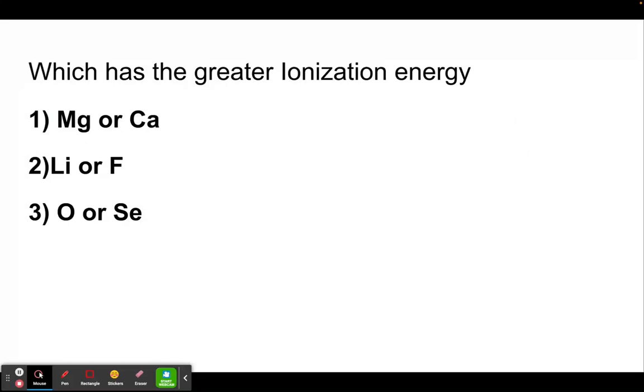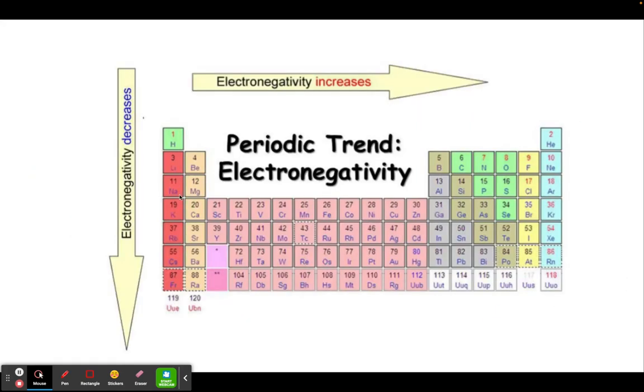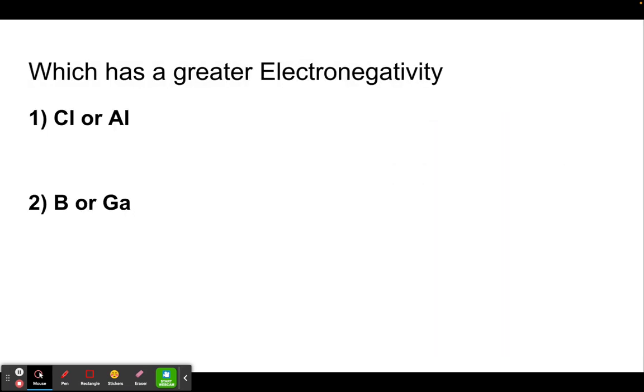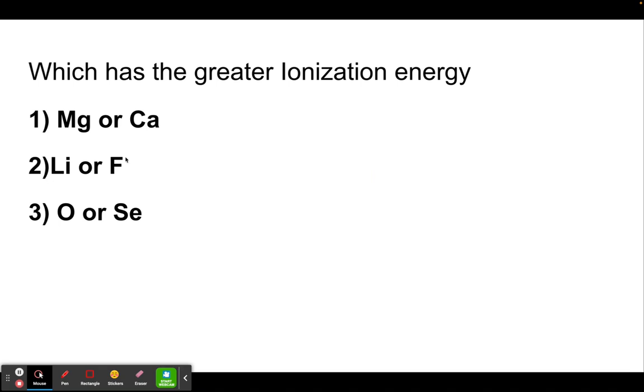Okay. Here are a few examples. Which has the greater ionization energy? Which one would be harder to remove? Let's work through just 2 examples here. Let's look at magnesium and calcium. Magnesium is here, calcium is here. Magnesium would have a higher ionization energy because it is a smaller atom, therefore it is harder to remove the electrons. What about lithium or fluorine?